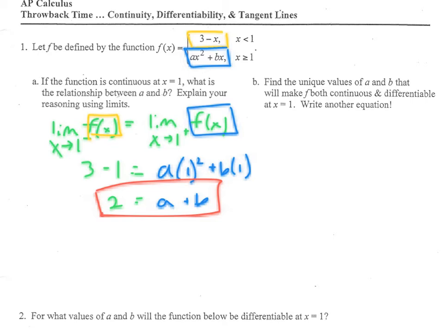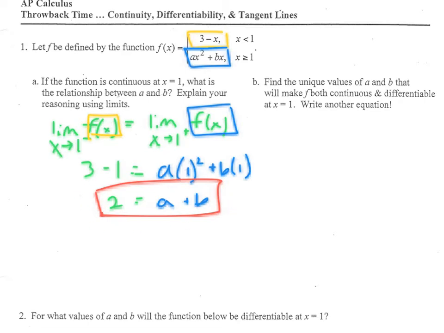So let's go to part B. The actual question I'm asking is what values of a and b will make this function both continuous and differentiable. Here's where we need to be creative and think about what that word differentiable means in order to write a second equation that has both a and b in it. Right now our first equation just allows us to say it's continuous. The two parts are going to meet at x equals 1.